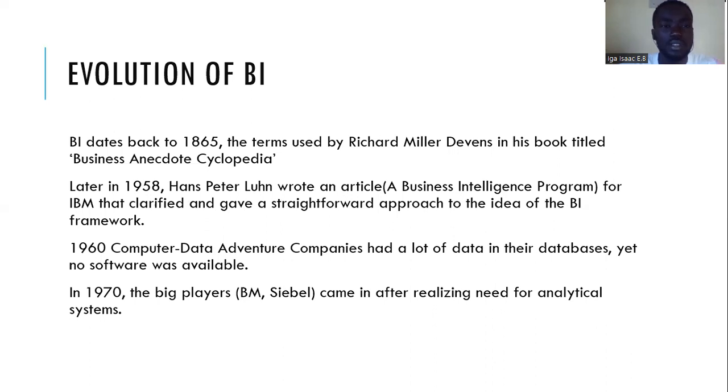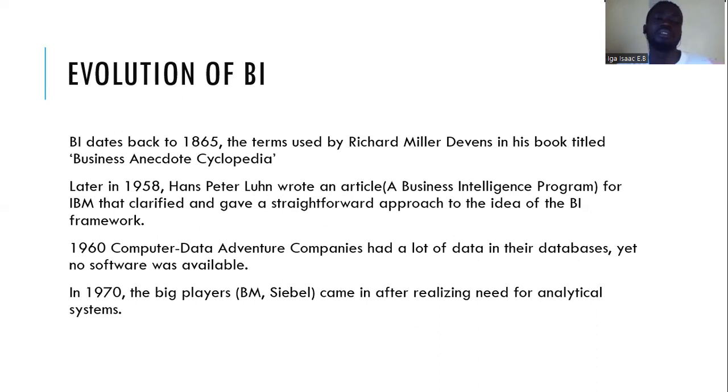But later in 1958, Hans Peter Luhn wrote an article, a business intelligence program for IBM, that clarified and gave a straightforward approach to the idea of a business intelligence framework. And then 2 years later in 1960, companies had a lot of data in their databases, yet no software was available. So these guys had a lot of data, but they couldn't use it for anything because there was no software for manipulation or analysis. So it was there, but the data was dormant.